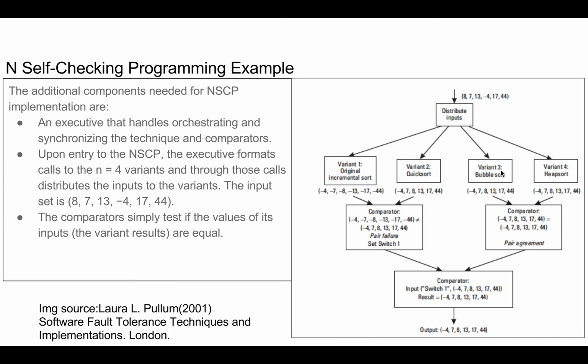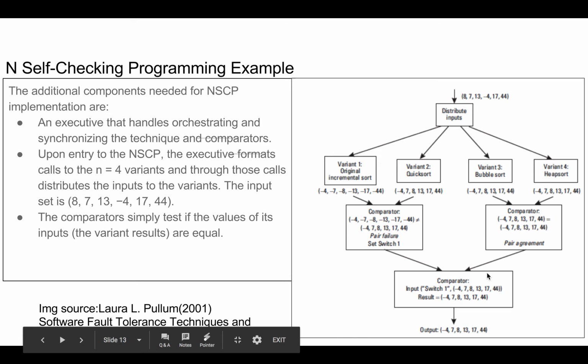And in these two variants, we can see that the outputs are matching here. So there is a pair agreement. And the pair result, as we can see, is minus 4, 7, 8, 13, 17, and 44. So the pair results, the no match flag, and the sorted array are gathered and submitted to the next comparator here. After this, the control returns back to the executive. The executive then passes the correct result, that is the sorted array here, outside the NSCP, and the NSCP module is exited.